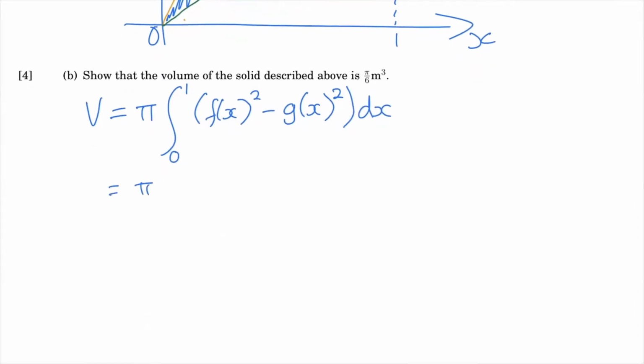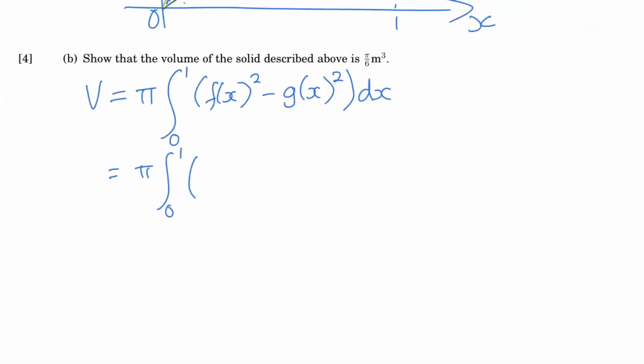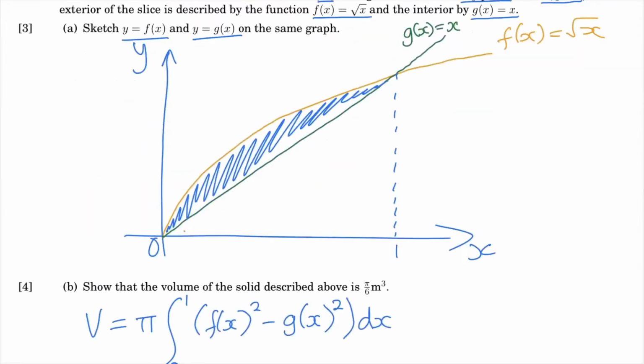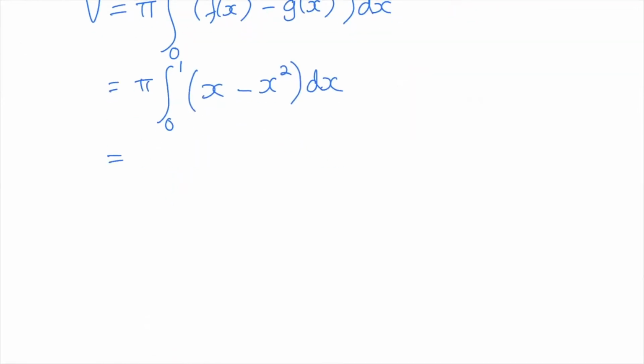Okay, so the next stage is to substitute these things in. So what is f of x? F of x is root x, and we're squaring it. So we're going to have root x squared, which is just x, and then minus g of x squared. G of x is x, so g of x squared is going to be x squared again, remembering my dx on the end. So the next stage here is to actually carry out the integration.